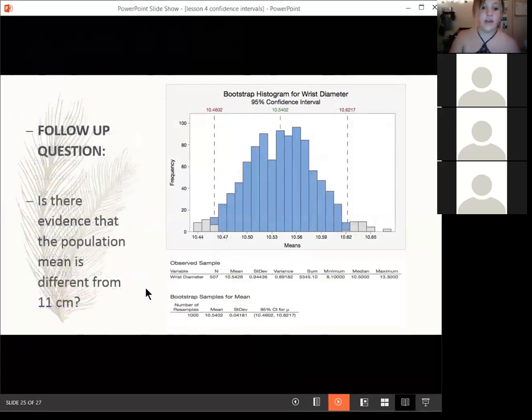Okay, so then this is just a follow-up question. Do we have evidence that the population mean is different from 11 centimeters or not? So based upon what we just found there.